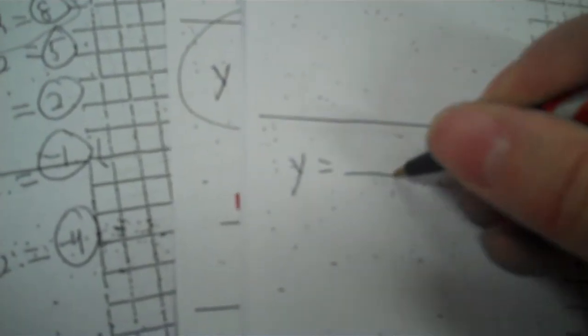Y equals blank x plus blank. So I really don't need a calculator for this. M is the slope, B is the y-intercept. Okay, now here's my y. Find where we hit that line. Down, down, down. Right there.